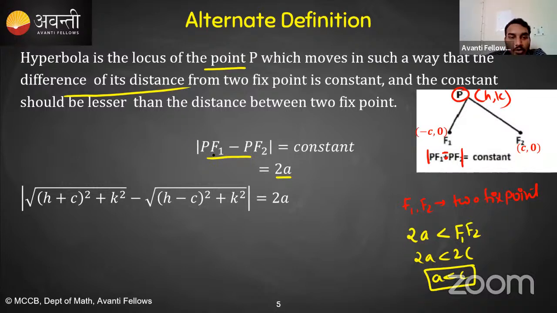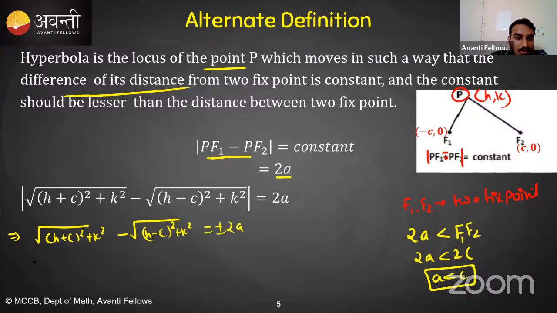So if mod of PF1 minus PF2 is constant, what is PF1? The square root of the distance PF1, which is under root of (h plus c) whole square plus k square, minus PF2, again under root of (h minus c) whole square plus k square. We also know how to solve this. So take the mod, then we remove the modulus, and we get under root of (h plus c) whole square plus k square minus under root of (h minus c) whole square plus k square is equal to plus minus 2a. What will we do next? Take this square root to the right hand side.